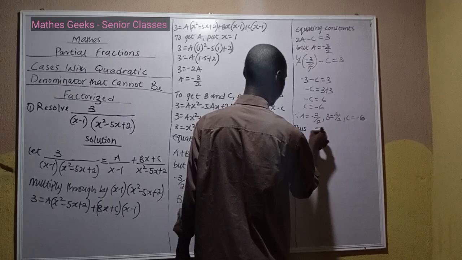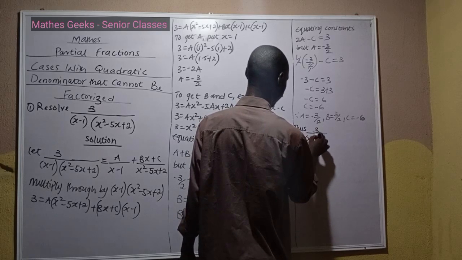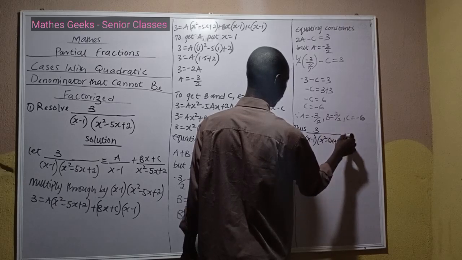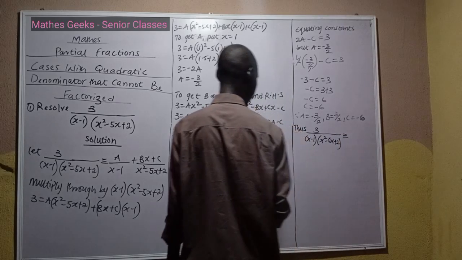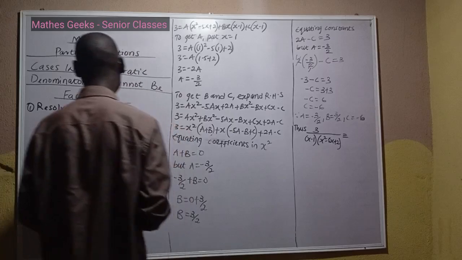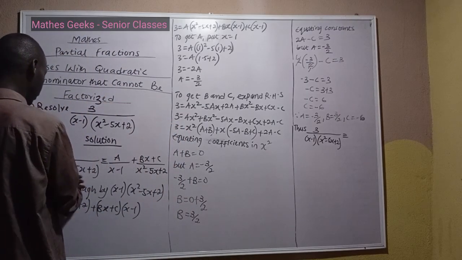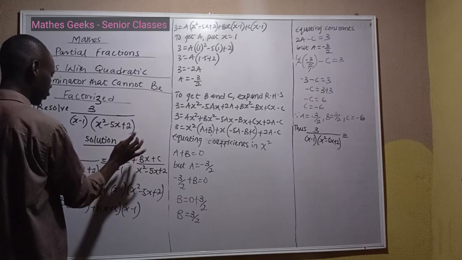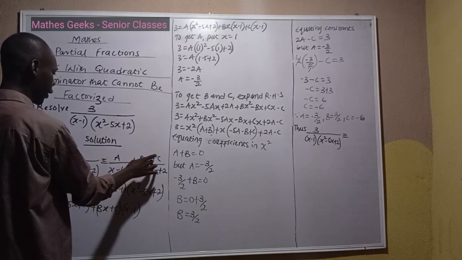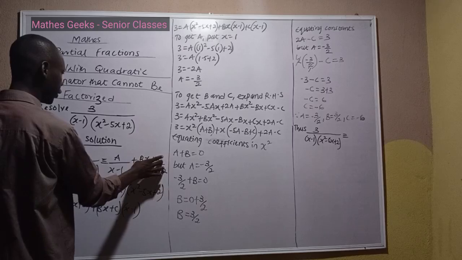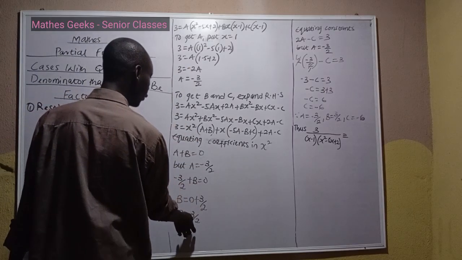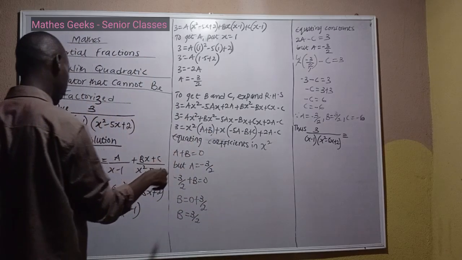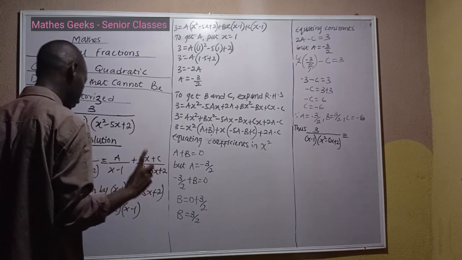Plus 3 over x minus 1, x squared minus 5x plus 2 is identical to. Remember, the proposition was: let the fraction we are given to resolve be equal to a over x minus 1 plus bx plus c over x squared minus 5x plus 2. So these a, b, c are variables that we solve to get their values. Now that we've gotten the values, we need to substitute the values in place of each of the variables, and we need to do that carefully.